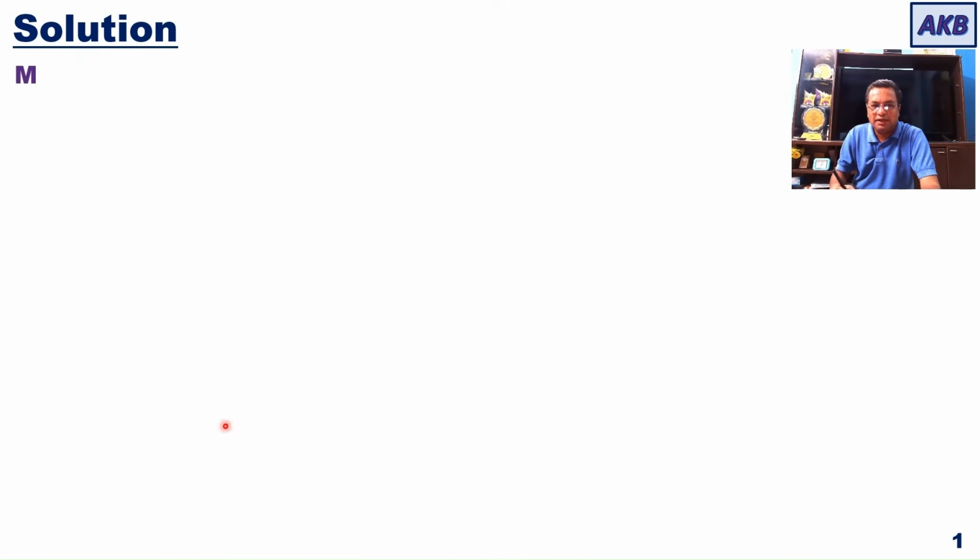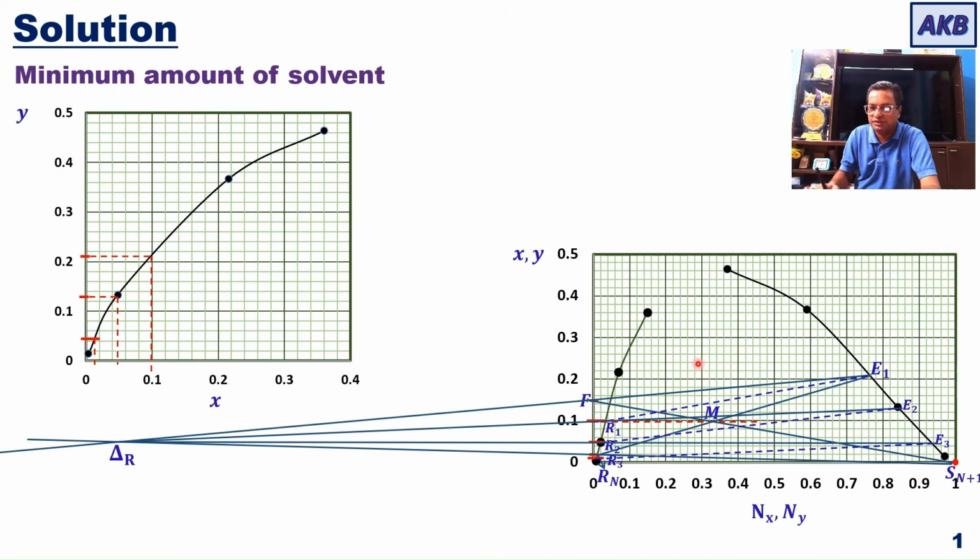Okay. Now, the next task, the second task. What is that? We have to find the minimum amount of solvent that can be used in this operation. So for this, I will have to use the same diagram, and for finding the minimum amount of solvent, we have to draw a tie line that passes through point F, and that tie line has to be drawn by trial and error by using the distribution diagram.